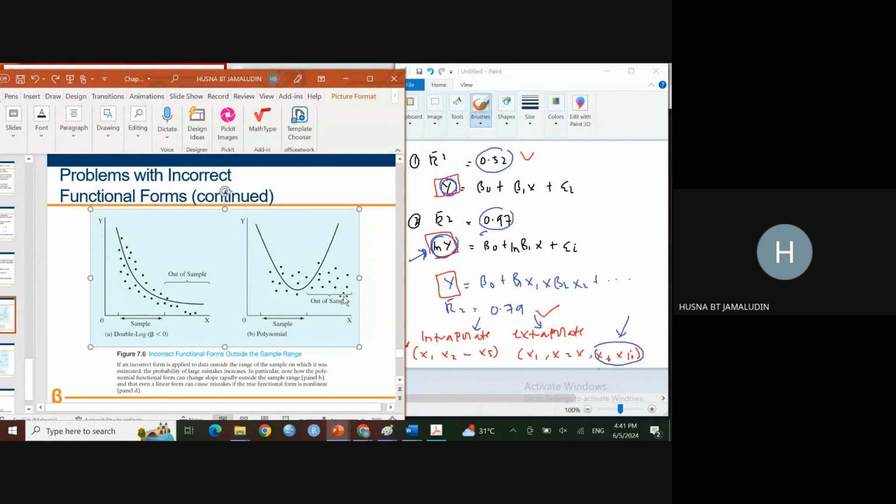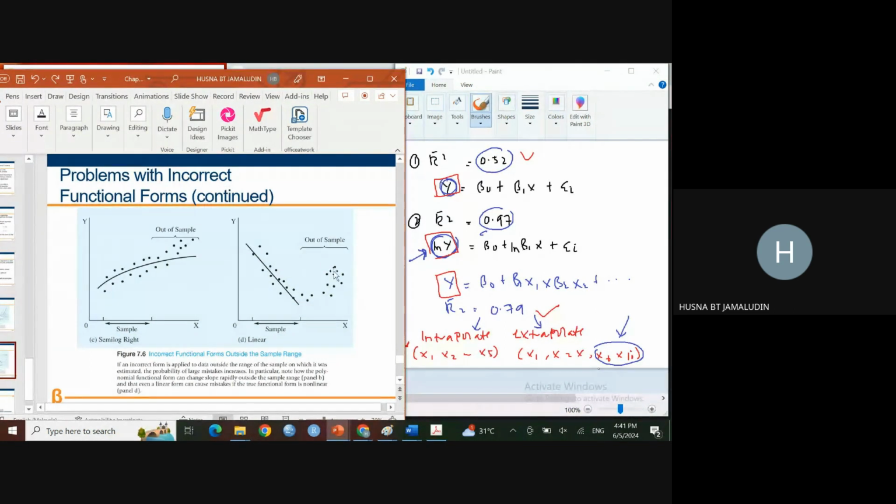Okay, so it says that if you are using a different functional form, your error will be larger. But if your functional form is correct, you may have an error, but the error is not that large. Next, the same thing in this case. This is a semi-log function. You will see that your sample is increasing at a decreasing rate. But when you estimate outside the sample, it is still increasing at a decreasing rate. So you have the same pattern.